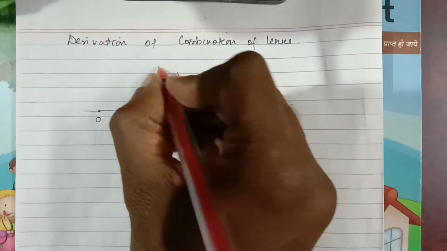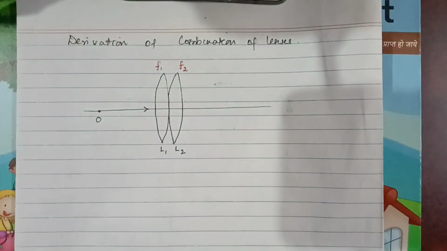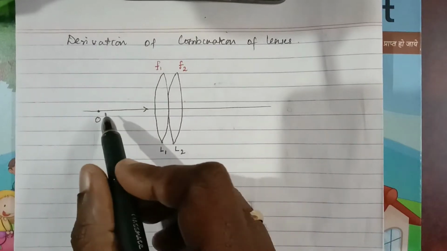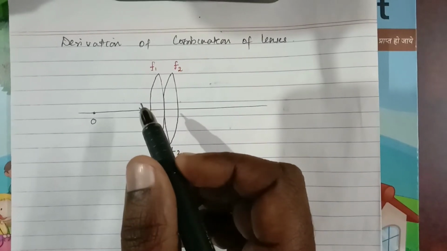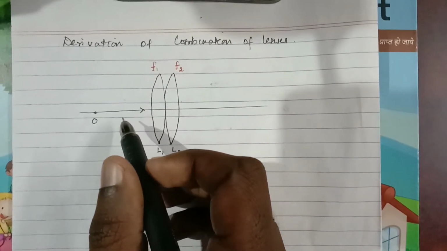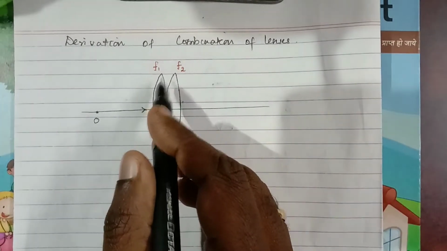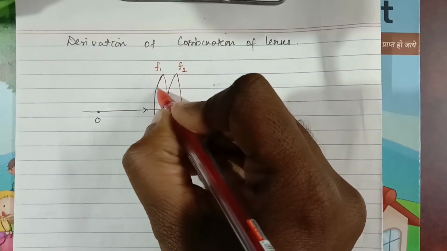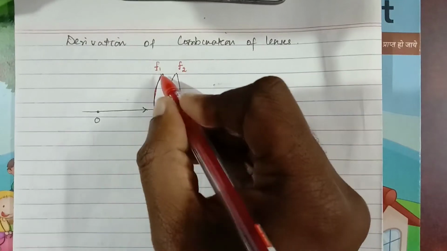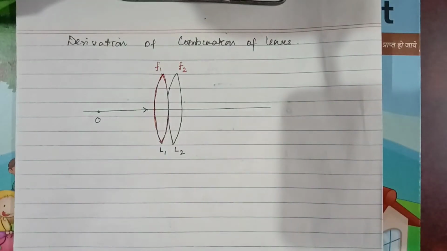Let the focal length of the first lens be f1 and the focal length of the second lens be f2. To study the combination of lenses, or the combined focal length of two thin lenses in contact, we have to assume that only the first lens is present. Let us assume only the first lens is there. The second lens is not present.